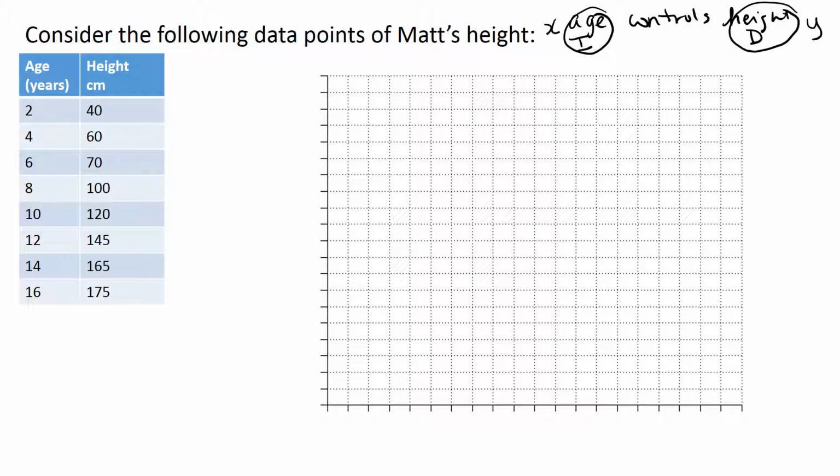So I'm going to label my axis right away. So this is age in years and height in centimeters. So the next step is to say, all right, I've got this piece of graph paper and I'm going to count how many squares I have in each direction. So I've already done that for you. There's actually 20 squares in each direction.